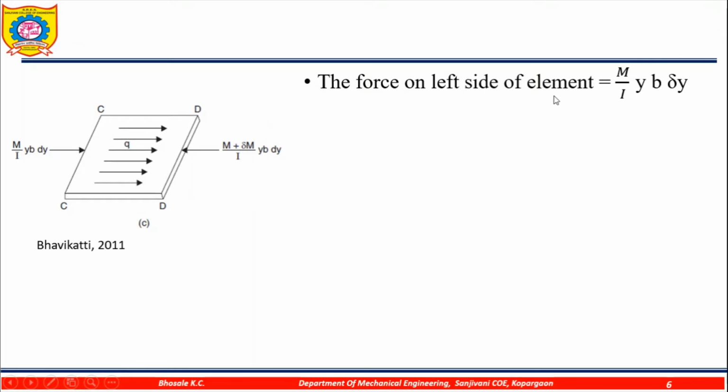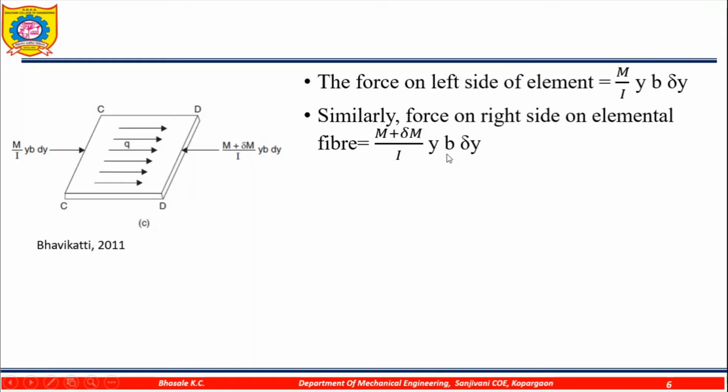The force on the left hand side will be equal to the bending stress into area. Area is b into dy. We know that force will be equal to stress into area. Similarly, the force on the right hand side on the elemental fiber will be equal to M plus delta M upon I into y, and this area is b into dy.